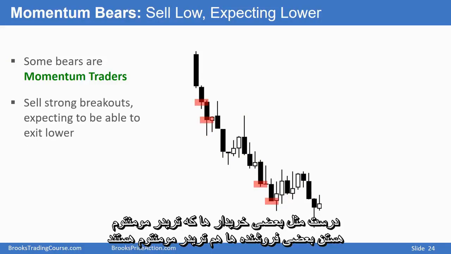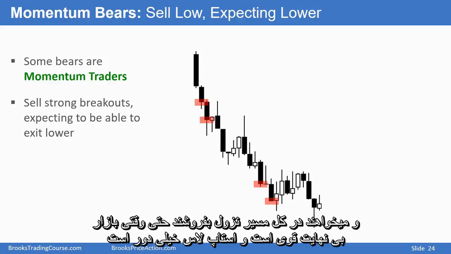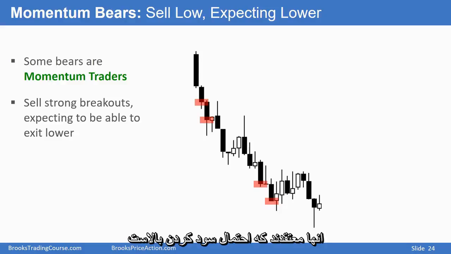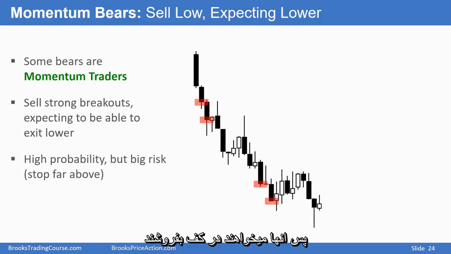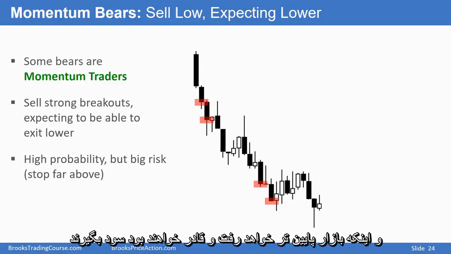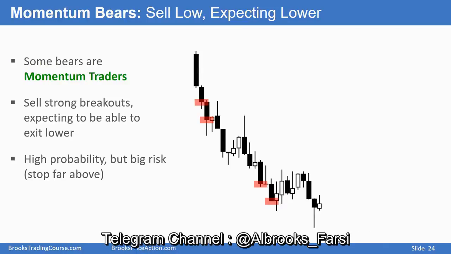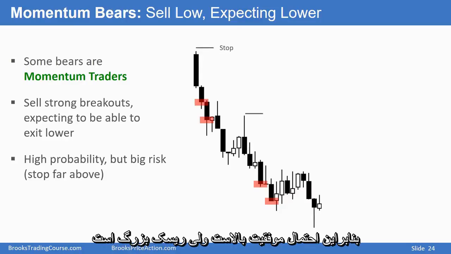Just like some bulls are momentum traders, some bears are momentum traders, and they are willing to sell all the way down, even when the market's extremely strong and the stop is far away. They believe that the probability of making money is high. They know that their stop is far away, and they're willing to take the bad risk-reward trade because of the high probability of making money. So they're willing to sell at the low, expecting that any pullback will be brief and that the market will go lower and they'll be able to take a profit. So high probability, but big risk.